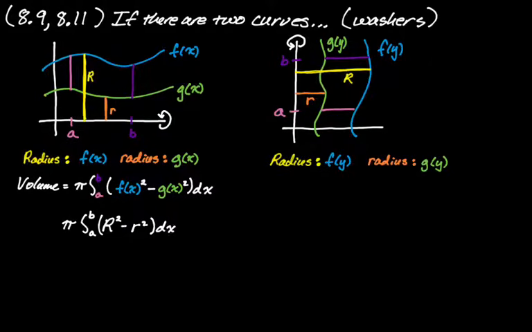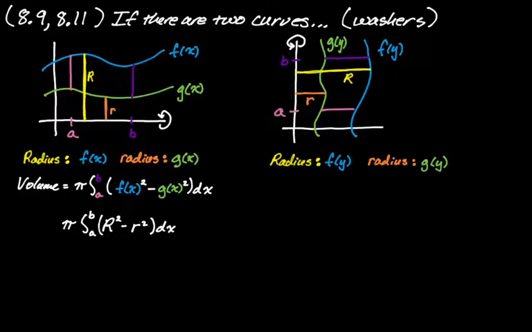So our big radius, the yellow one, is f of y. That's really f of y minus 0. And our little radius is g of y, which is really g of y minus 0. Because remember, the y-axis is x equals 0. So you're doing x equals g of y minus x equals 0. So g of y minus 0.